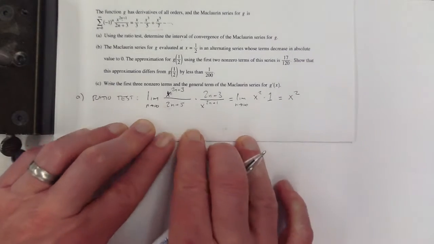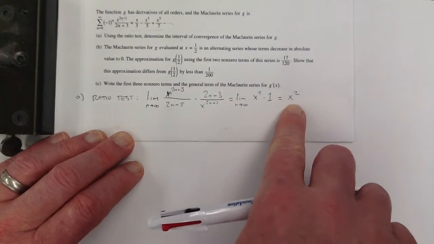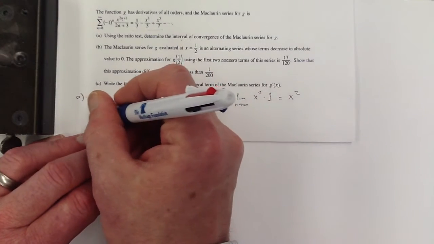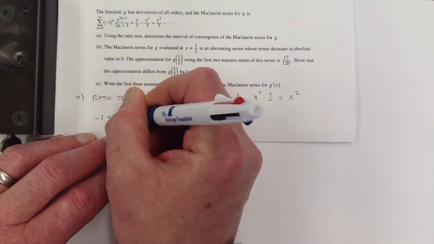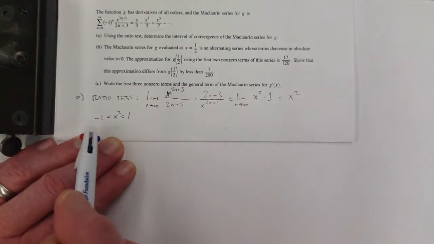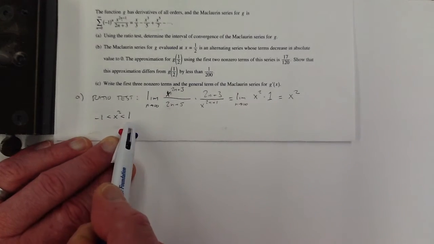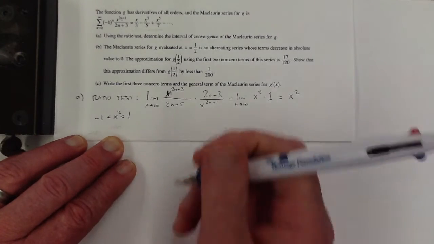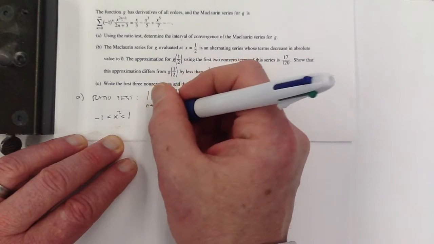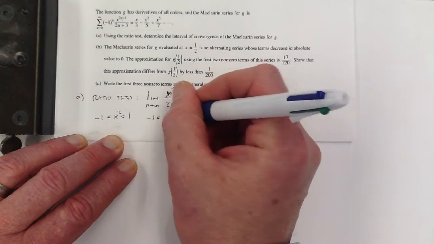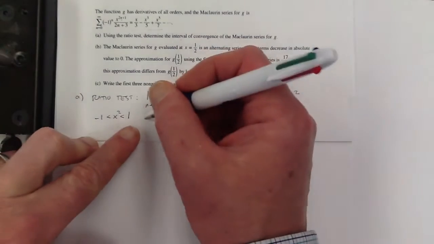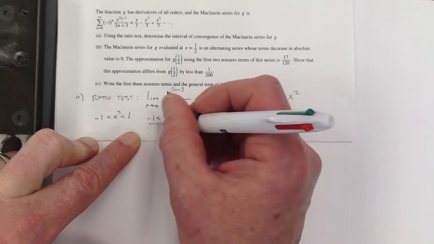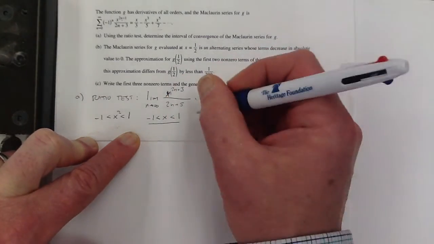x squared. And then the ratio test says that whatever you get here has to be sandwiched in between -1 and 1, right? So that just means x values between -1 and 1. So this is the interval of convergence. And now I have to check the endpoints.